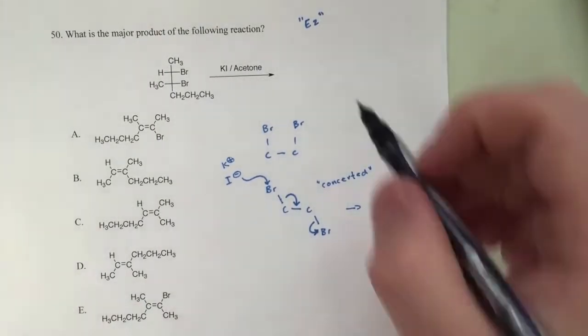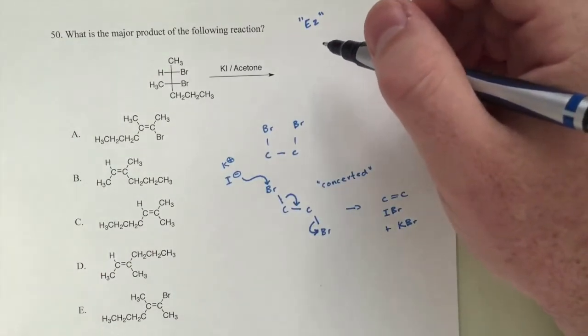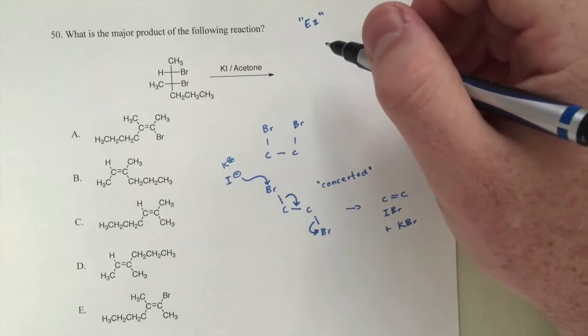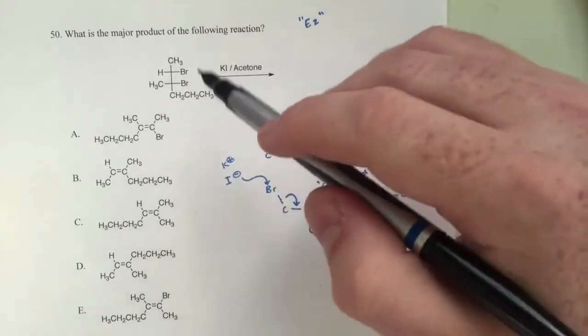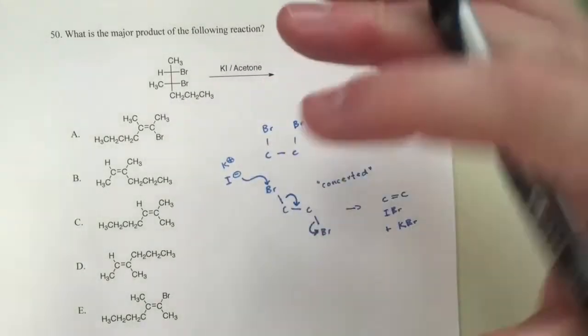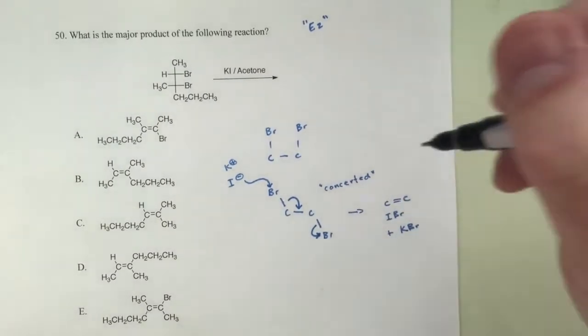Now, just like any other regular E2 reaction, we have to make sure we take care of the stereochemistry of this reaction, because obviously the way that the atoms and the substituents are arranged will determine what kind of alkene you get in the end. The alkene is going to be stereospecific.